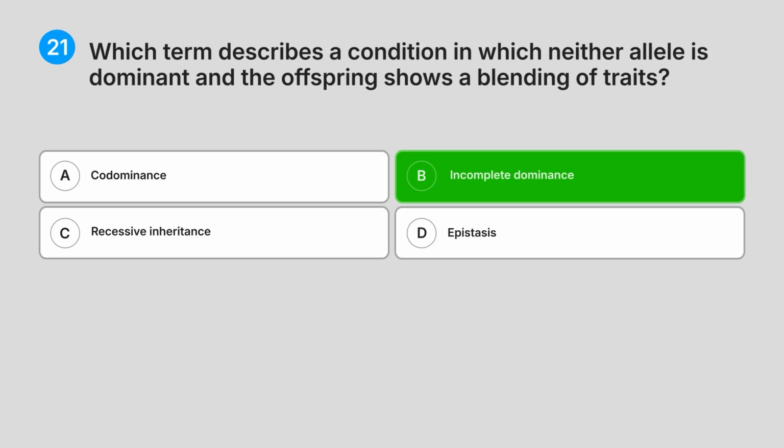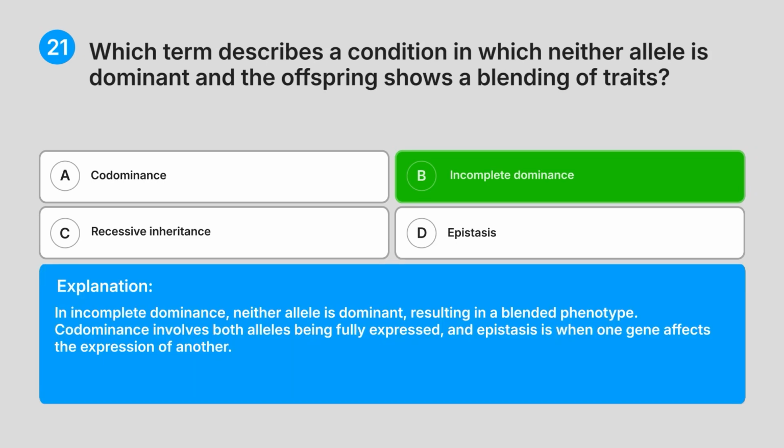Incomplete dominance. Explanation: in incomplete dominance, neither allele is dominant, resulting in a blended phenotype. Codominance involves both alleles being fully expressed, and epistasis is when one gene affects the expression of another.